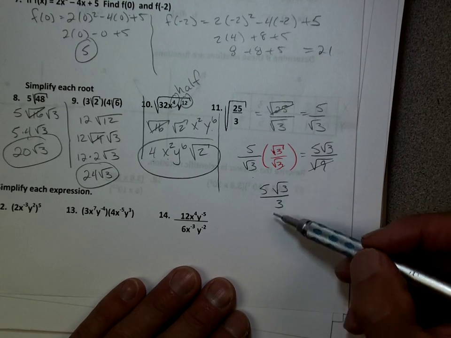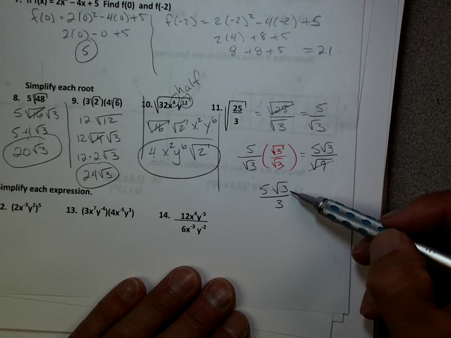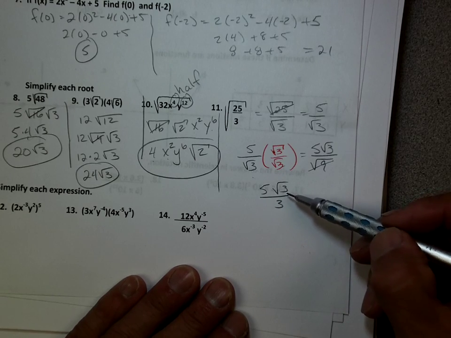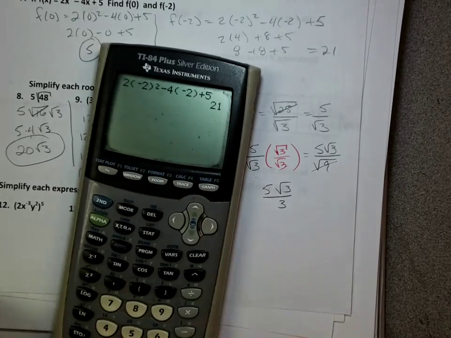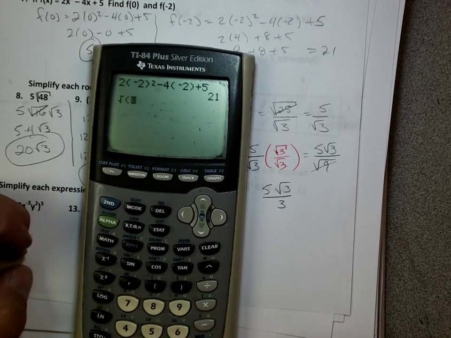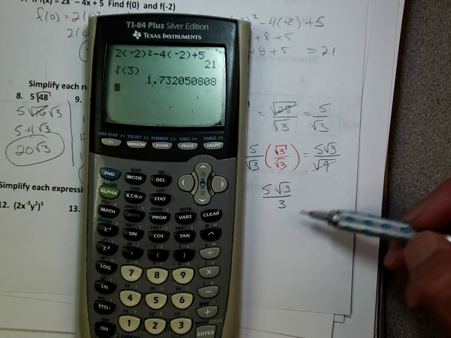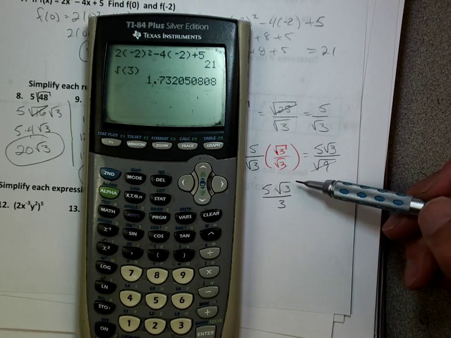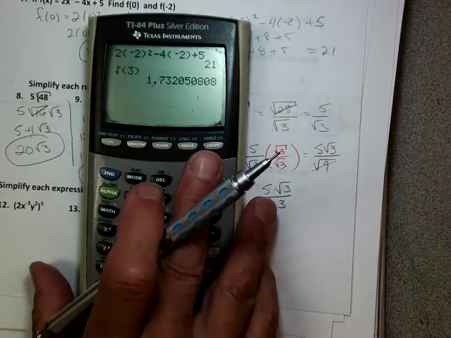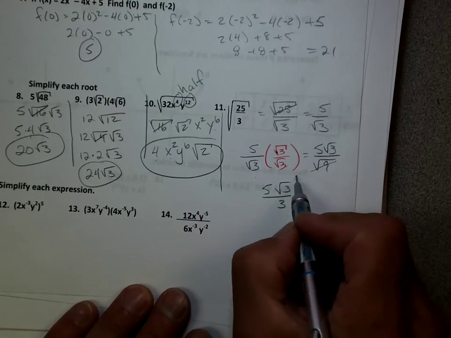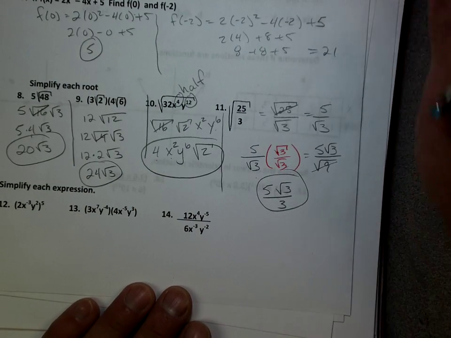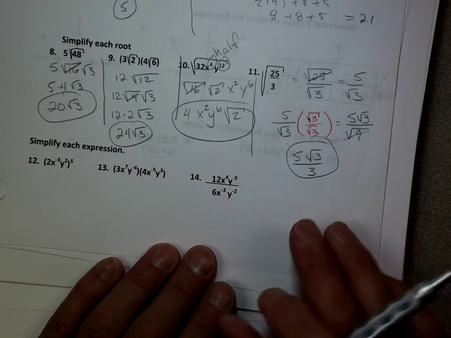Do not cancel 3's. This is not a 3. Of course it's a 3, Mr. Davis. This is not a 3. This is 1.73 blah, blah, blah. Don't cancel 3's because this is not a 3. It's a 1.7320 blah, blah, blah, blah, okay? That's your answer. We're getting good at this, aren't we? Right, Abby?